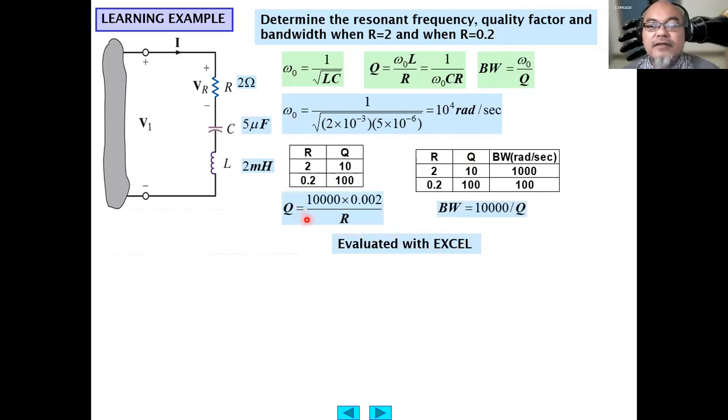So the quality factor here equals 10,000 times 0.002. This is omega 0 times the inductance divided by R. And the bandwidth here is omega 0, this 10,000, divided by Q.